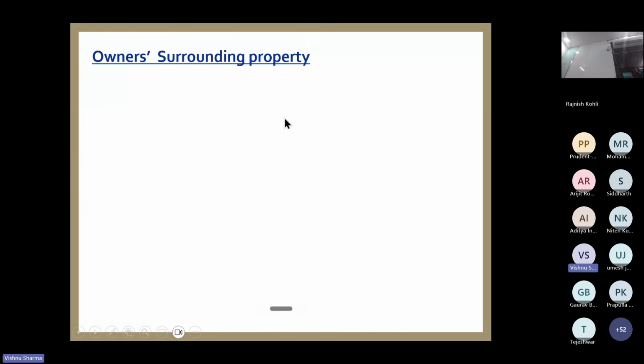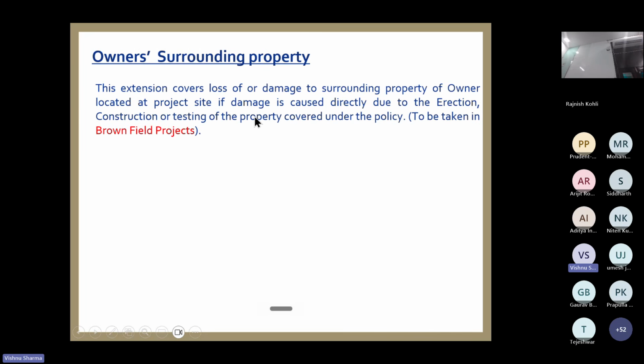The very first, now I am talking of important extensions. This owner surrounding property extension is important. There are some critical issues which I could find, and that is what I want to highlight. This extension covers loss or damage to the surrounding property of the owner located at the project site, if the damage is caused directly due to erection or construction or testing of the property covered under the policy.